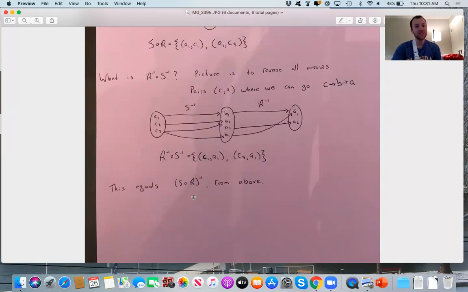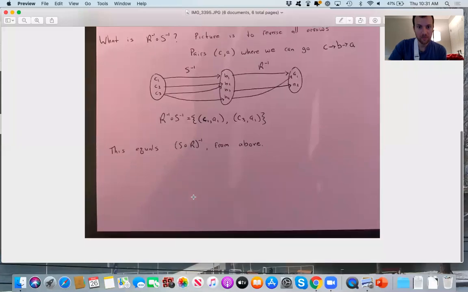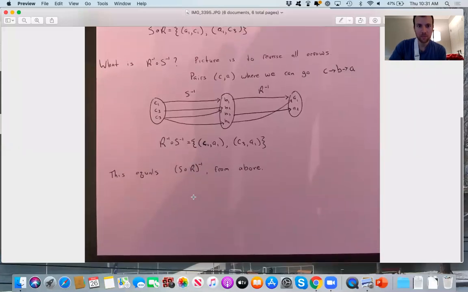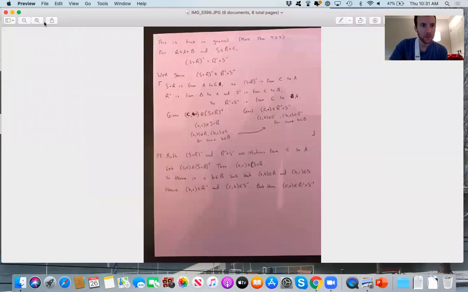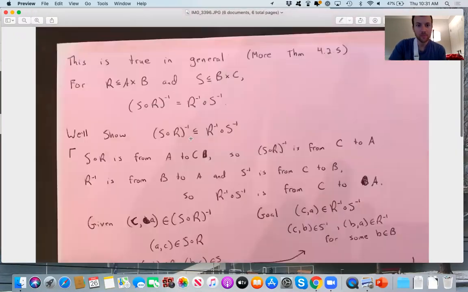Okay. So this fact is kind of surprising, that it happens to work out this way. But in fact, this is a really general relationship of how composition and inverses interact. So this is actually the second part of theorem 4.2.5. It has some facts about composition.